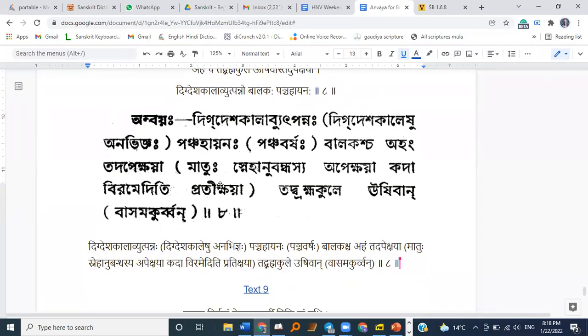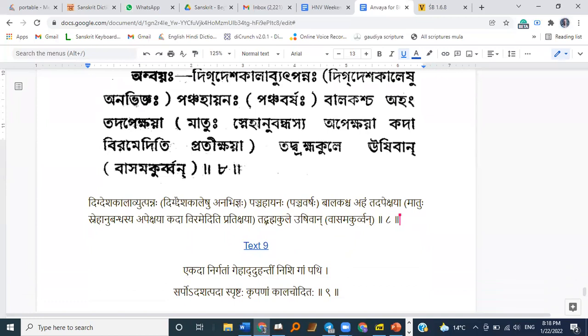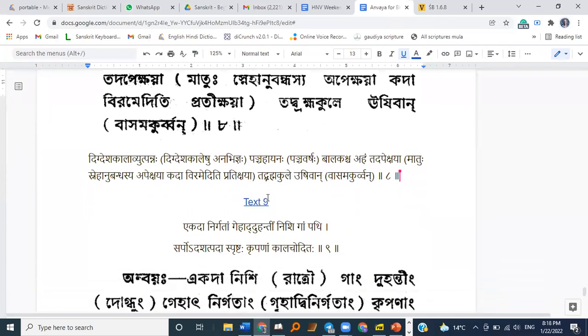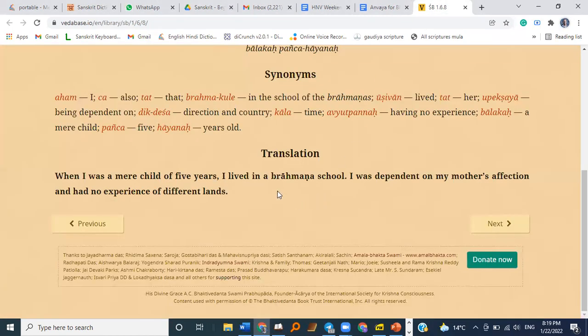Okay, so Dikdesha Kala Avyutpannaha. Narayana is saying that I was not aware of any direction, any place, any time. Dik, Desh, any place, state, country, Kal, any time. And I was just five years old, Panchavarsha, and I was a little boy, a child, Balakaha. And I was living, Brahmakule Ushivan, in a Brahmakula. Brahmakula is like Gurukula. Prabhupada says, in a Brahmana school.